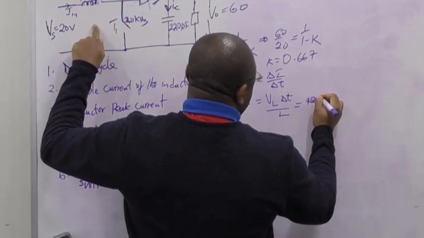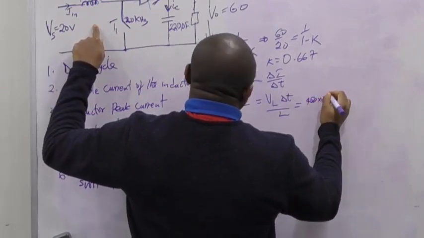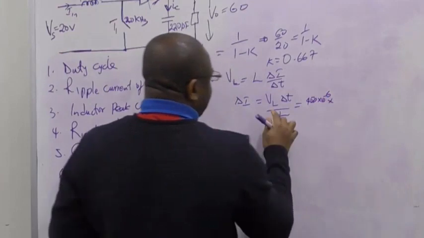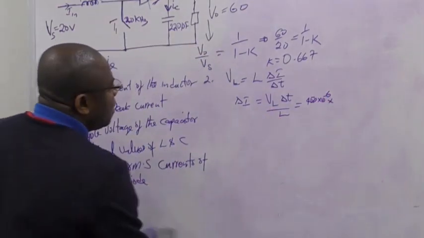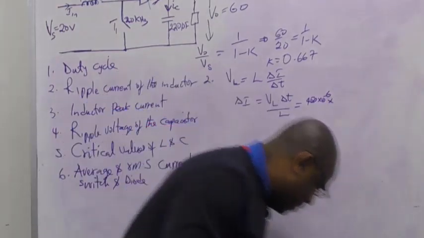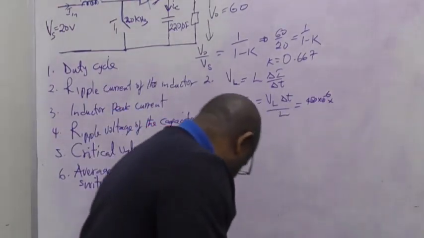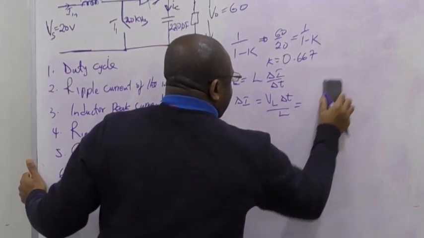So I'm going to have this to be 450 microfarads times 10 to the power 6. That is, sorry. All right, sorry, made a mistake.